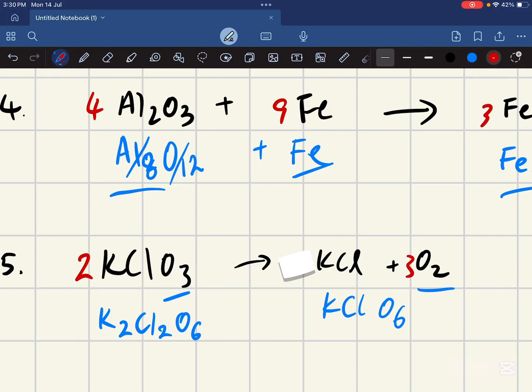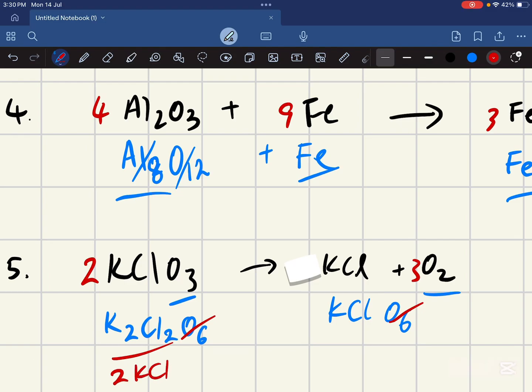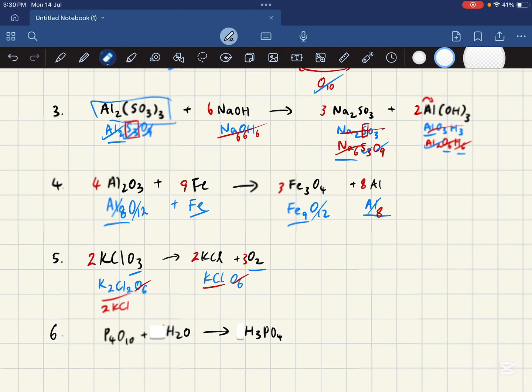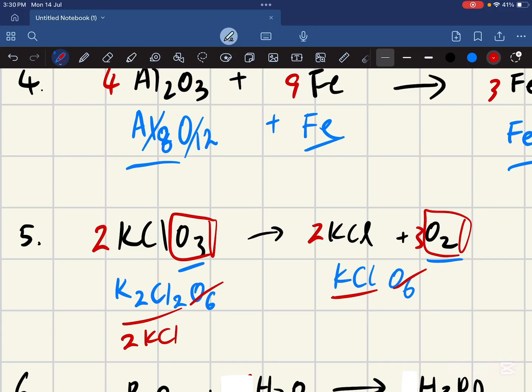The O6s are done. We have a K2Cl2 or a KCl2. Or I should put this simply, a 2KCl. And here we only have a 1KCl. So obviously we have to double the KCl. So this little trick of making them the same if they are separated or if they're in their own little space is very helpful.